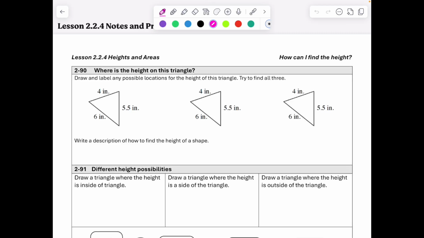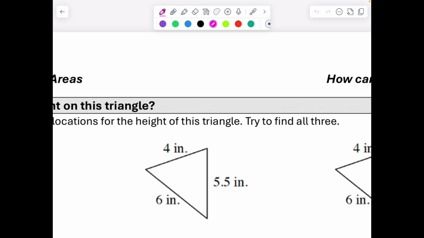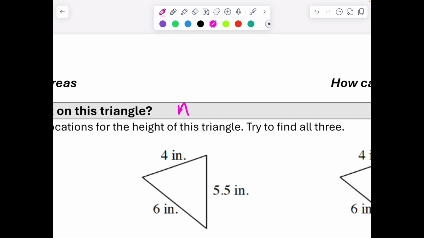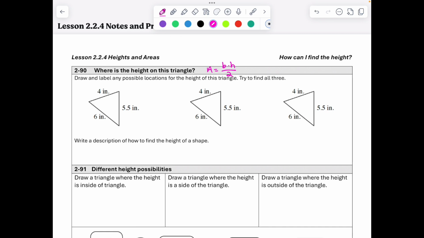All right, this is 2, 2, 4 heights and areas. So we talked about on a triangle, the area formula is base times height divided by 2, okay? But we need to make sure we know which one is the base and which one is the height.